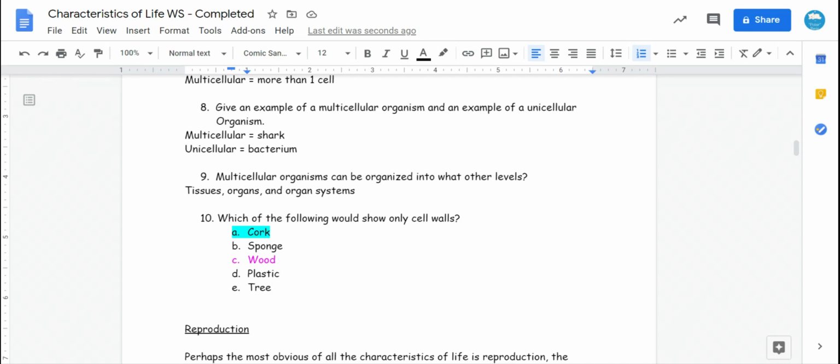Tree, it doesn't say anything about it being dead. It says it is the tree. I'm going to assume it's alive. So the only options would be cork and wood.